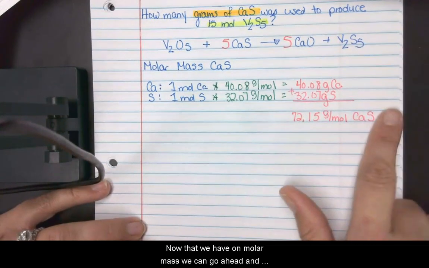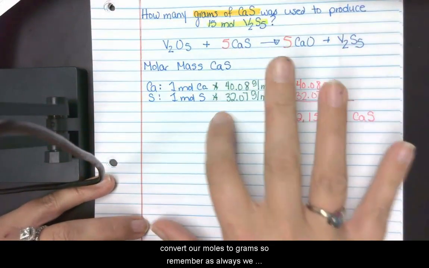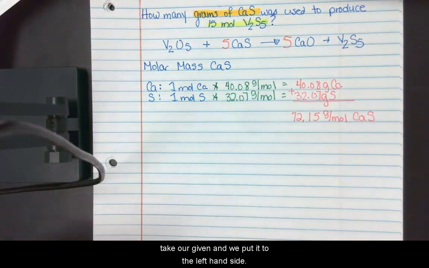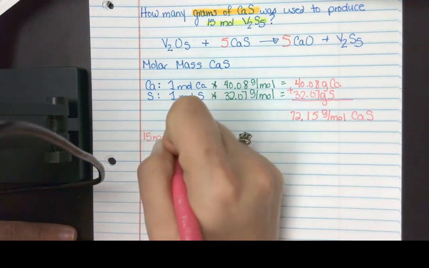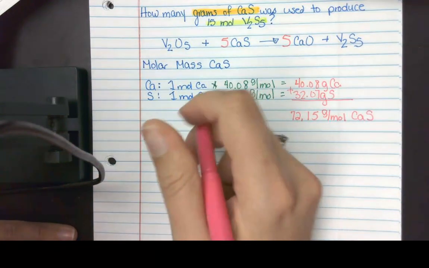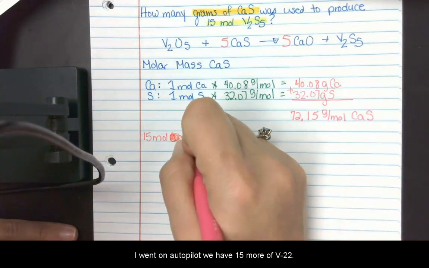Now that we have our molar mass, we can go ahead and convert our moles to grams. So remember, as always, we take our given and put it on the left-hand side. So we have 15 mole silver, nope, I went on autopilot. We have 15 mole of V2S5.